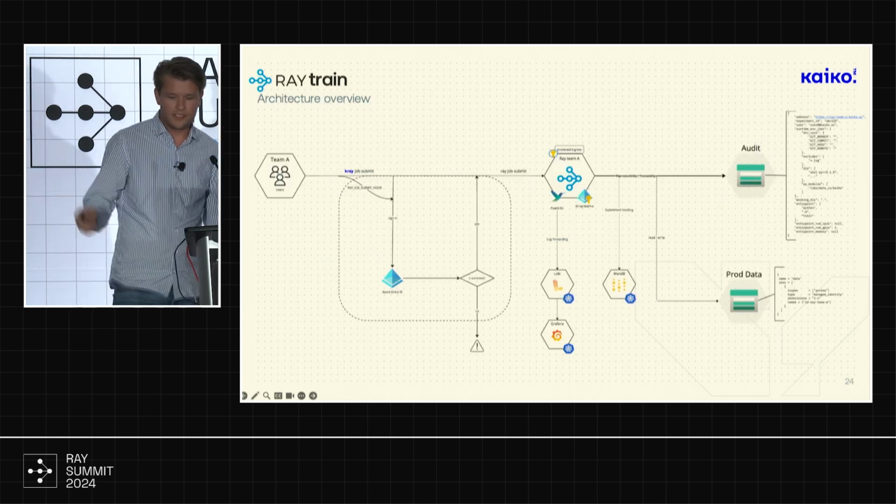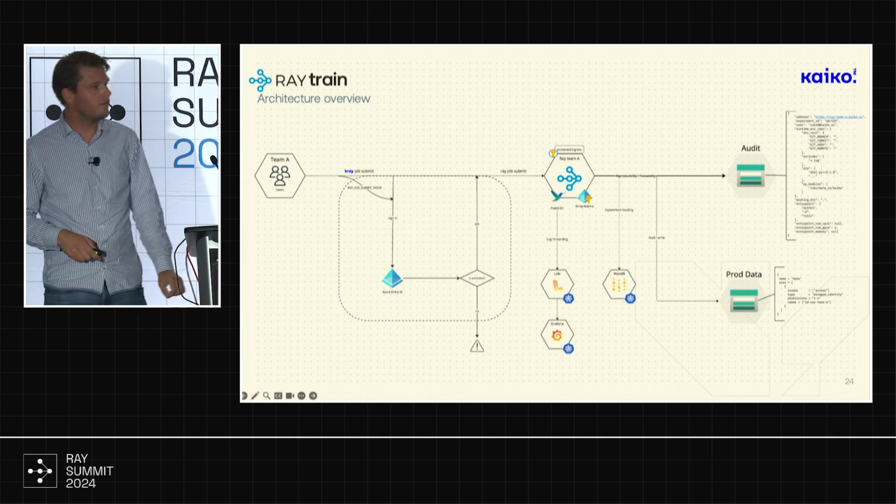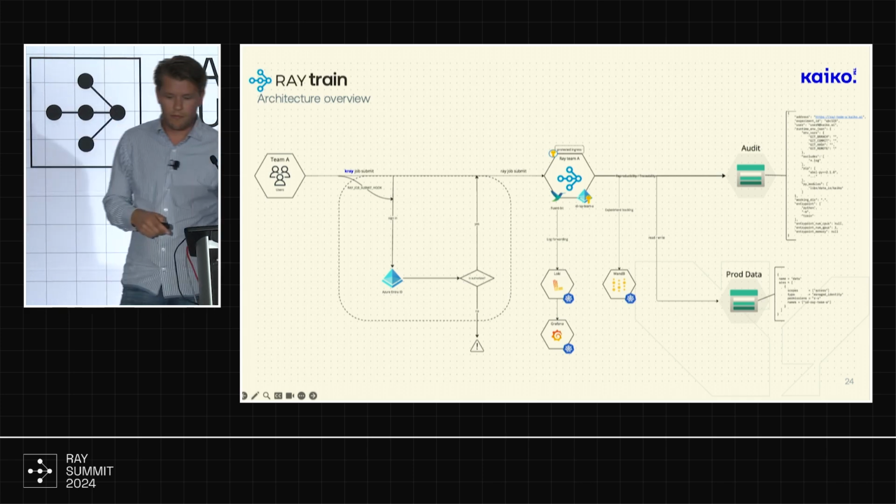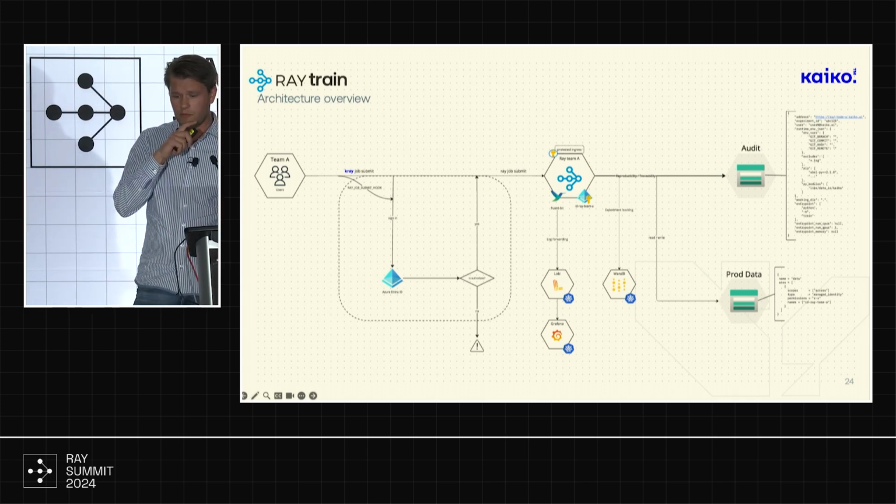So this is an overview of our training setup, and it might be difficult to see from this slide. I will dive into some of the details in the next slides. But one thing I want you to remember is that in our production setup, we have a single Ray cluster for a single team. This way we can manage the data access per team, and we can also manage the cluster access on a user level.